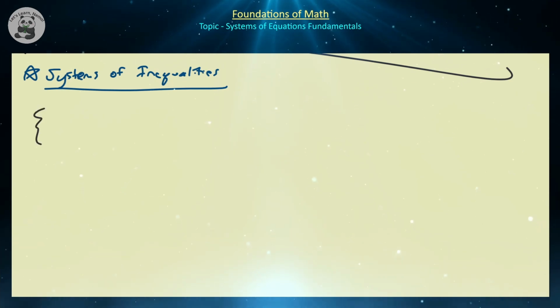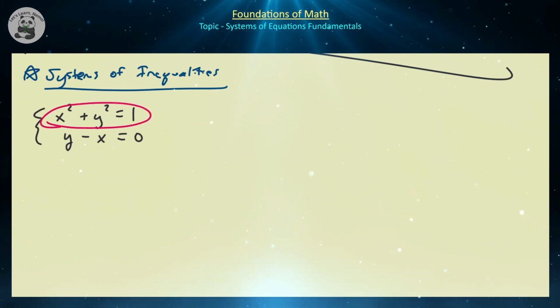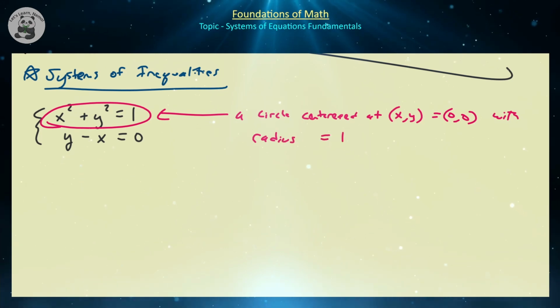So, in particular, let's suppose we have x squared plus y squared is equal to 1, and y minus x is equal to 0. So this is not a system of inequalities, this is going to be a system of equations, but I'm going to switch this into inequality form in just a moment. So what is this relation? This is going to be a circle centered at (x, y) equals (0, 0), with radius equaling 1, right? Some people refer to this equation as the relation for the unit circle.